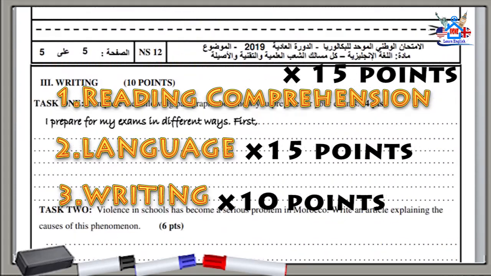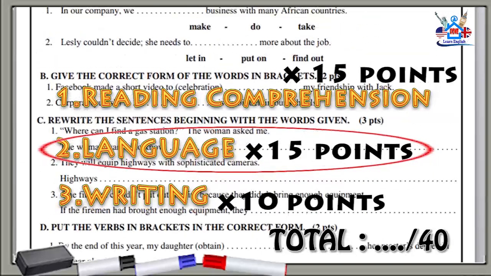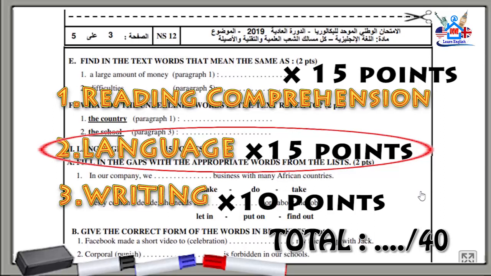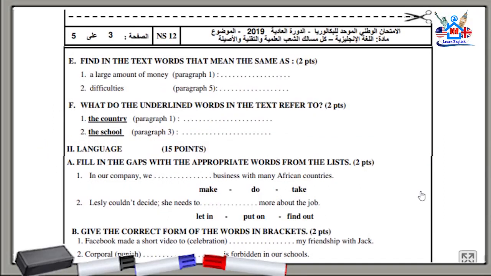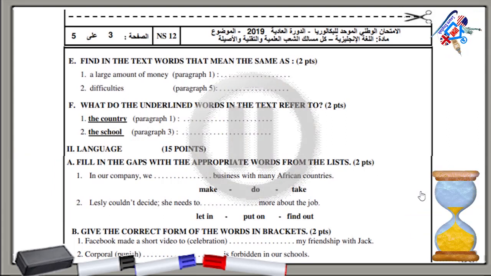In this video today, we're going to do language exercises of last year's national exam 2019. Let's take a look at the first exercise. Exercise A. Fill in the gaps with the appropriate words from the lists. This is a multiple choice question, since you're asked to choose the right words from the lists. Take 1 minute to think about it. Don't forget to pause the video. See you around.